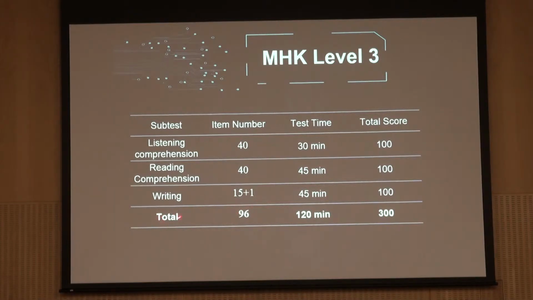And in the writing part, there are 15 multiple choices plus 1 composition writing task. Examinees in this part are expected to achieve 100 scores in about 45 minutes. So in conclusion, there are 96 items in the MHK level 3 test, and all the examinees are expected to achieve 300 scores in about 2 hours. So this study will focus on the listening comprehension part and the reading comprehension part in MHK level 3.